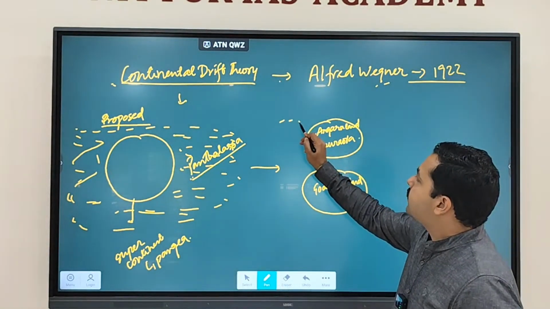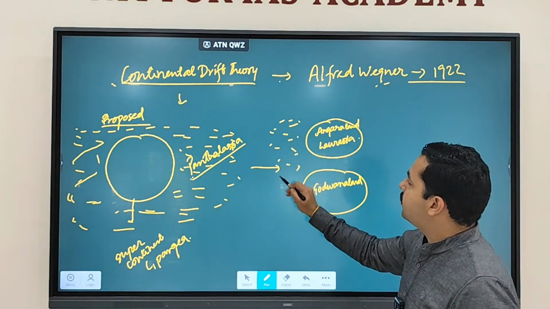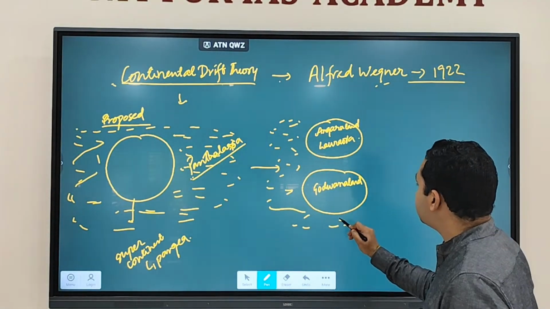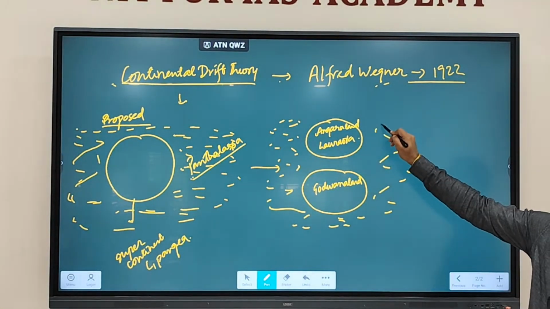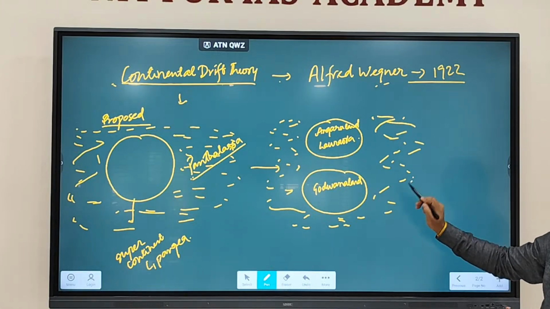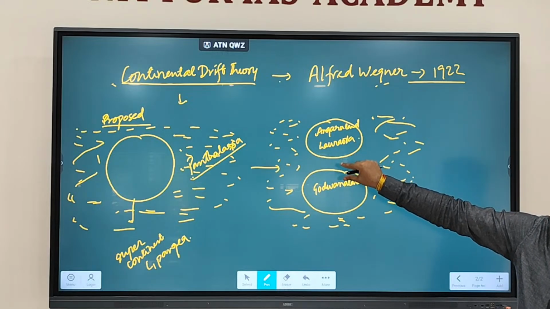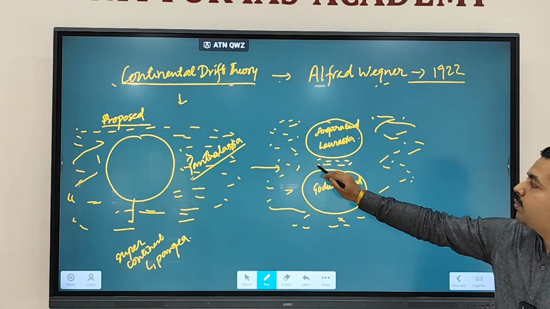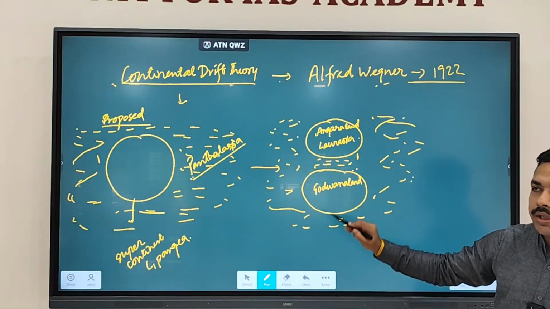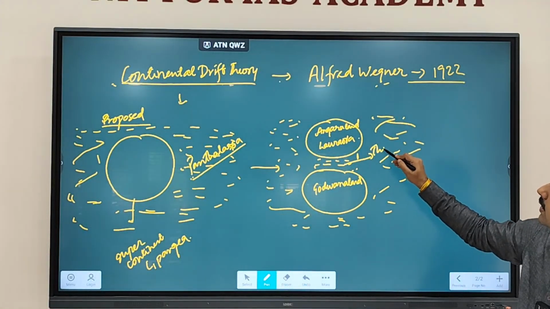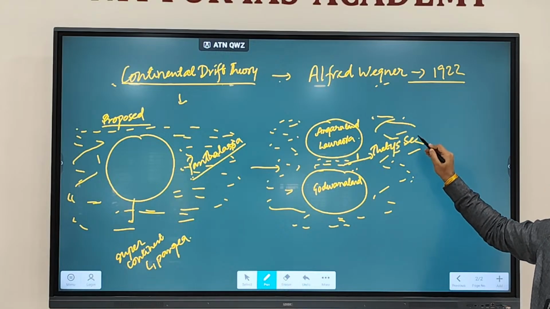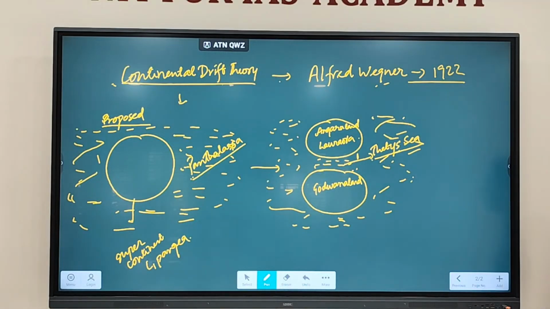Fine. Now as we discussed, surrounding this are your oceans. Which ocean? We call it Panthalassa. But when these 2 parts broke down, a small body of water also developed between these 2 continents, which he referred to as the Tethys Sea. So he called the small sea that develops between these 2 the Tethys Sea. Clear?